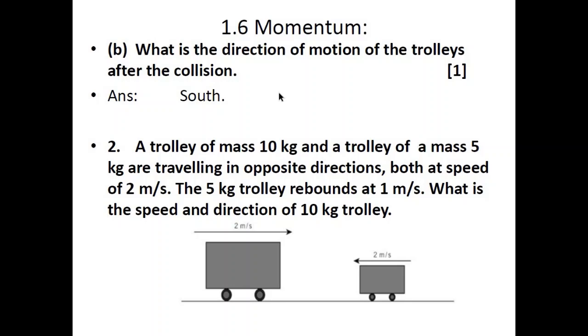Another question, a trolley of mass 10 kg and a trolley of mass 5 kg are traveling in opposite directions, both at a speed of 2 meters per second. Over here speed is the same but mass is different. The 5 kg trolley rebounds at 1 meter per second, meaning after collision they both go in different directions, they both rebound. What is the speed and direction of the 10 kg trolley?